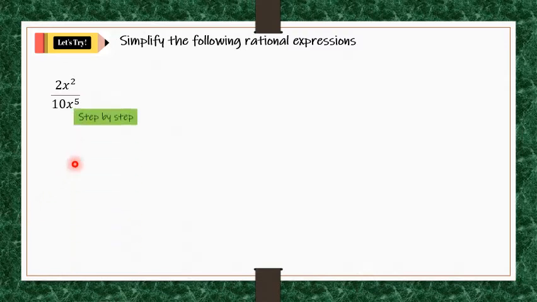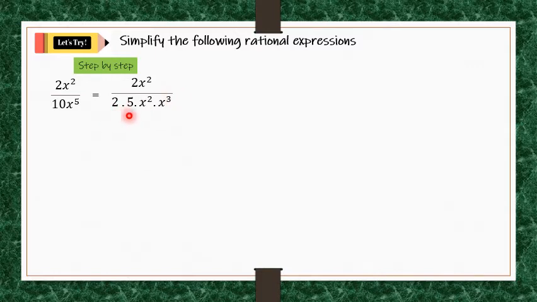Let's try. Simplify the following rational expressions. 2x squared over 10x raised to 5. And we have, step by step, equals 2x squared over 2 times 5 times x squared times x cubed. I just make it a factor, this one, to show the cancellation of the greatest common factor. So cancel out the 2x squared. And the answer is 1 over 5x cubed.